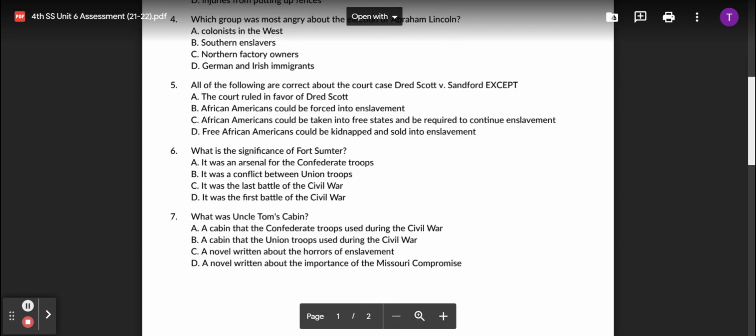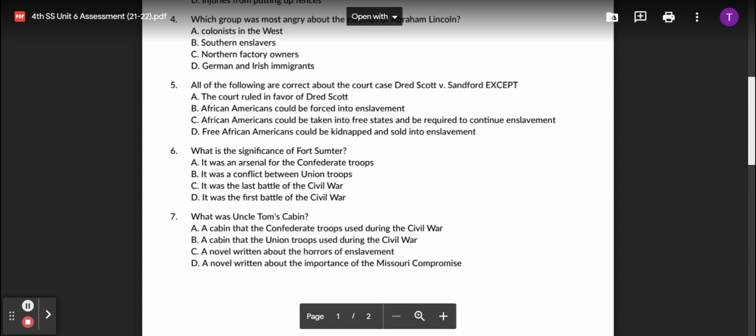5. All of the following are correct about the court case Dred Scott versus Sandford, except A. The court ruled in favor of Dred Scott. B. African Americans could be forced into enslavement. C. African Americans could be taken into free states and be required to continue enslavement. D. Free African Americans could be kidnapped and sold into enslavement.